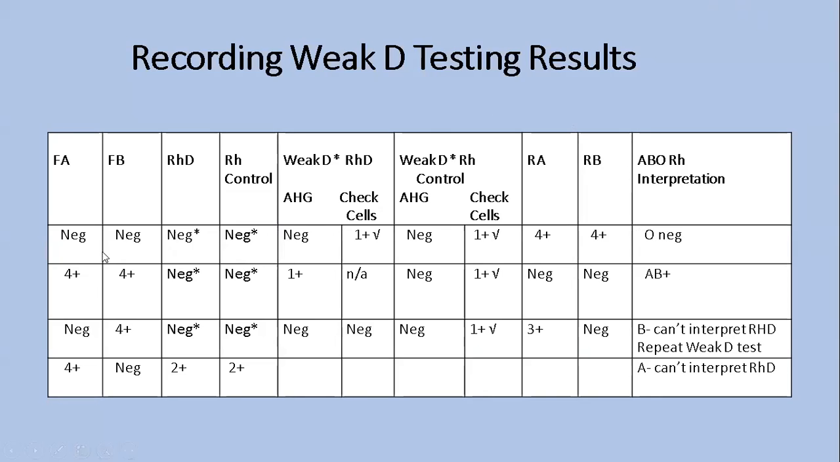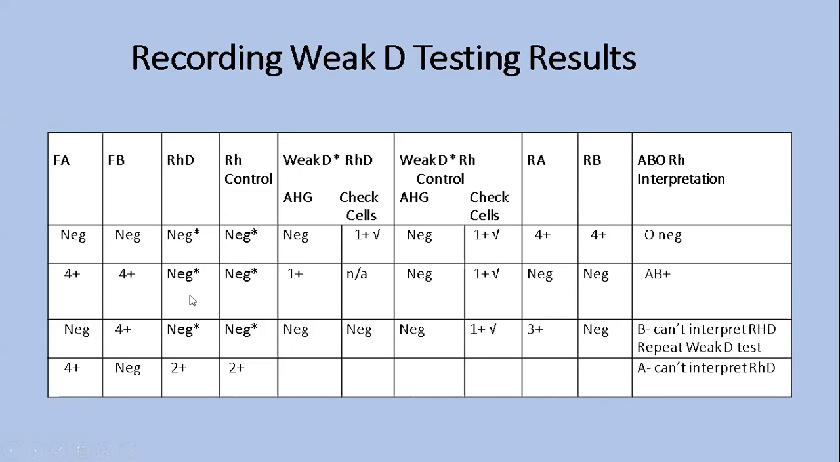Let's move on to our second patient. We could see with forward typing, this patient is testing 4+ with FA and FB. And so based on forward typing, they're looking like type AB. We expect them to be negative with both reverse A and reverse B and lack both antibodies since they possess both antigens, and we see that that happened. So we could fill this in as AB, okay?